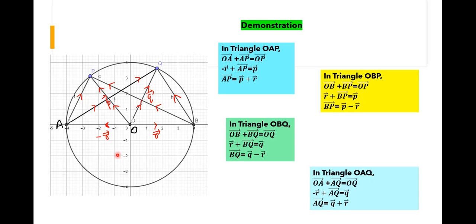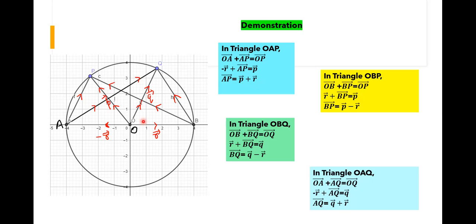So in triangle OAP, this is OAP. We have OA plus AP equal to OP vector, right? So OA is minus R vector plus AP vector equal to P vector. So it means AP vector is P vector plus R vector.